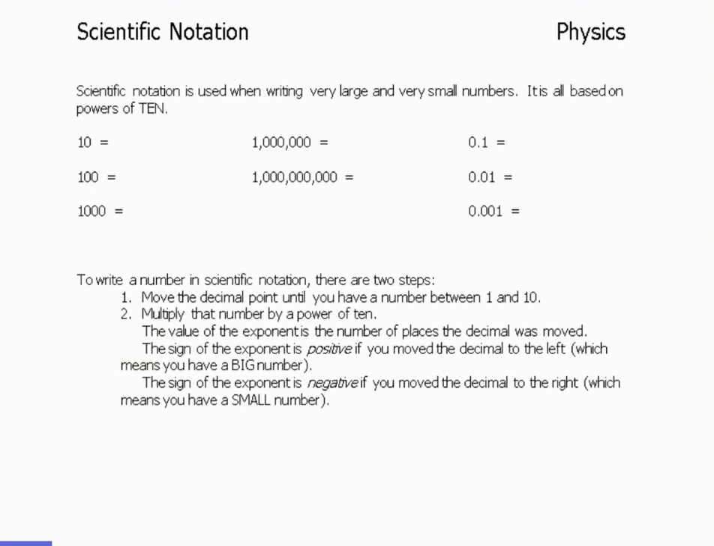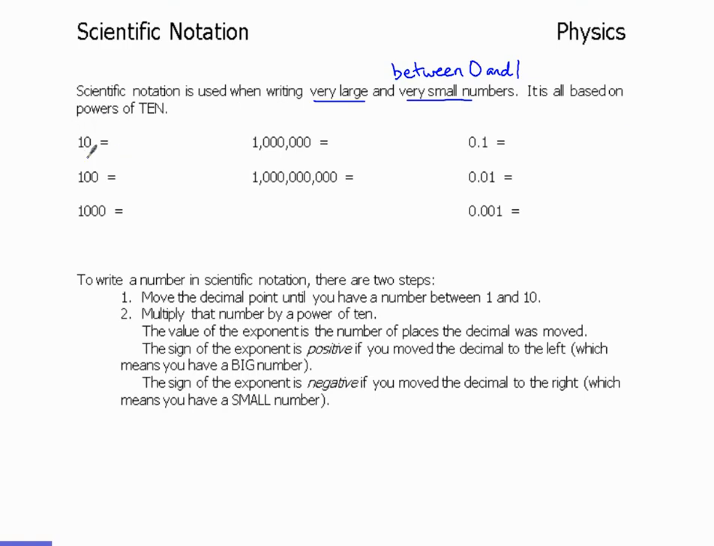Scientific notation is used when we're writing very large numbers and very small numbers. By very small numbers, we're talking about numbers that are between 0 and 1. We're not talking about negative numbers. We're just talking about things that are between 0 and 1. So it's all based on powers of 10.